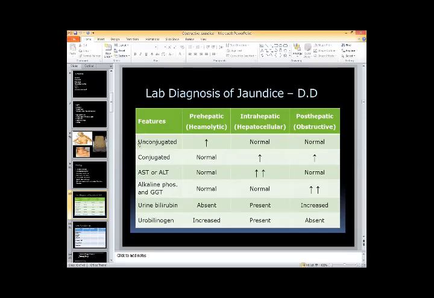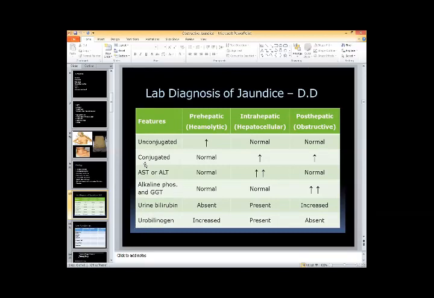You check whether bilirubin is conjugated or unconjugated or both actually, and which one is more high or normal. Then you check for two enzymes, AST and ALT. These are the liver enzymes. Previously, you used to call them SGPT and SGOT. Now they are called aspartate aminotransferase and alanine aminotransferase. So AST and ALT. Then you check further two enzymes, alkaline phosphatase and gamma glutamyl transferase, gamma GT. Then you can check the urine bilirubin, you can check the urobilinogen in the blood as well.